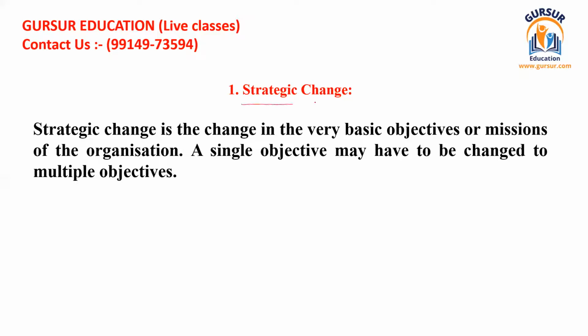First of all, strategic changes. When the company changes its very basic objective and mission, this is known as a strategic change in the organization. What your objective was previously, you change it, or you switch your objective to something else, or when you change the mission of your company, that is known as a strategic change. So this is the first kind of organizational level change.